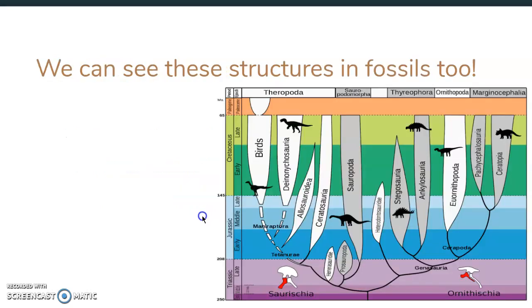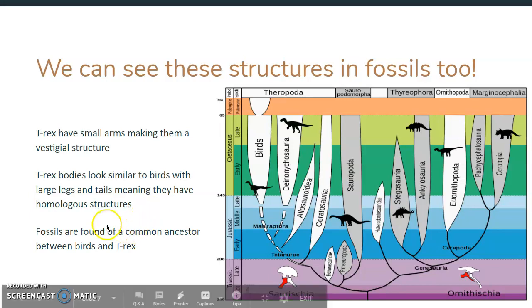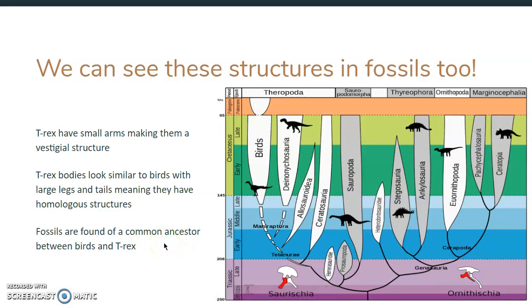So we can see these vestigial structures and homologous structures in fossils too, and in these dinosaurs that we look at. So we can see that T-Rex have small arms, making their arms a vestigial structure. We can also see that T-Rex bodies look similar to birds with large legs and tails, meaning they have homologous structures. And so we can also find evidence from fossils of a common ancestor between a bird and a T-Rex.